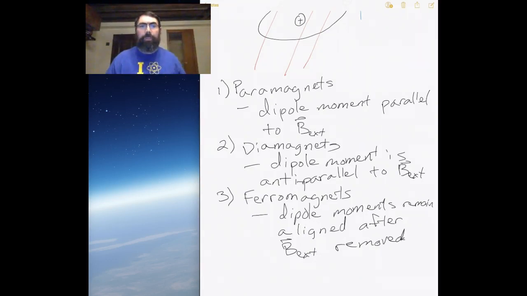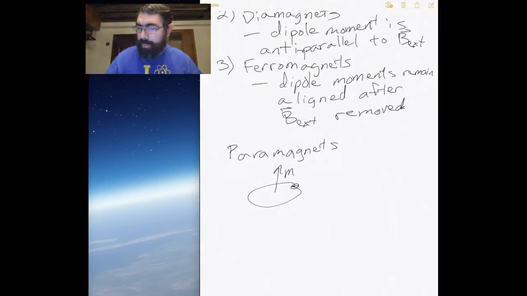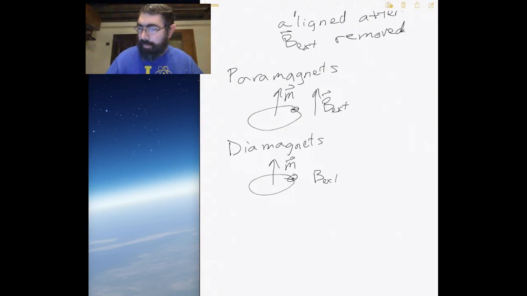Okay, so let me see if I can draw a picture of these three cases. For paramagnets, you have the orbiting electron producing a magnetic moment, and then the external field is going to be parallel to it. For diamagnets, I could draw the same magnetic moment, but now the magnetic field is anti-parallel. So the two vectors are parallel, they're just pointing in opposite directions.